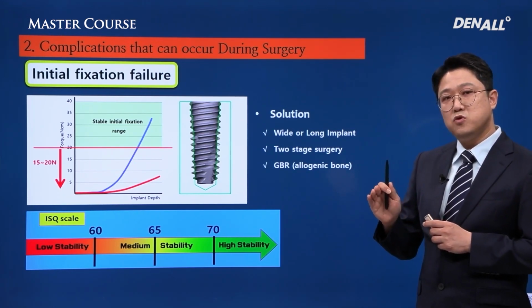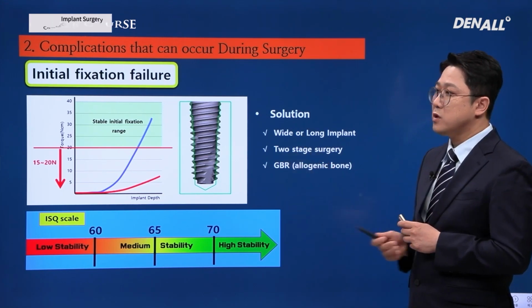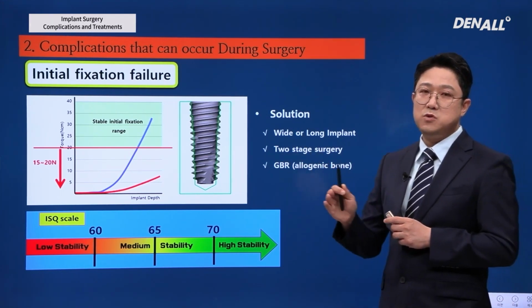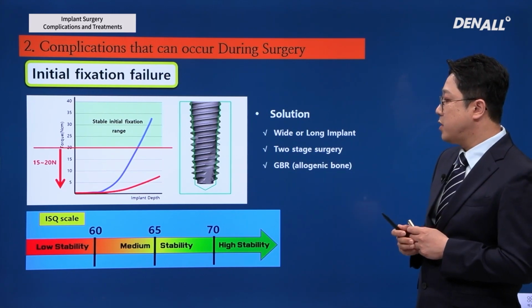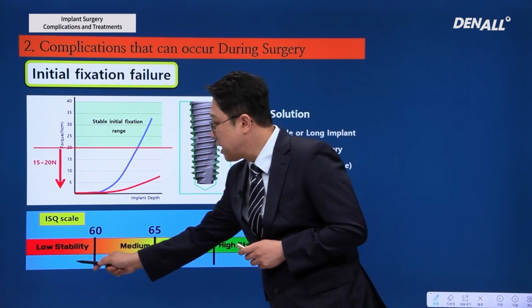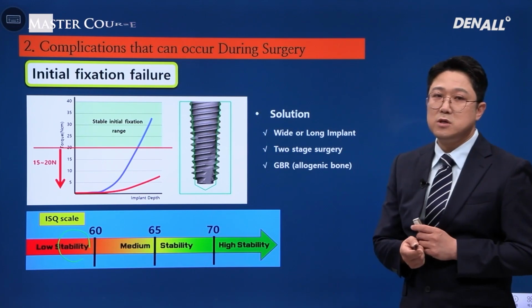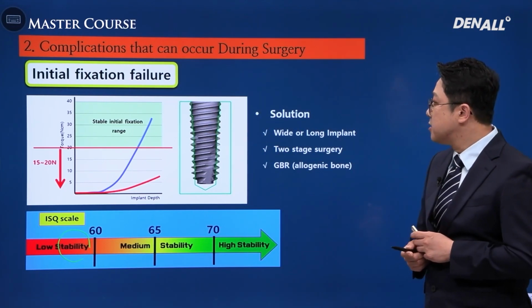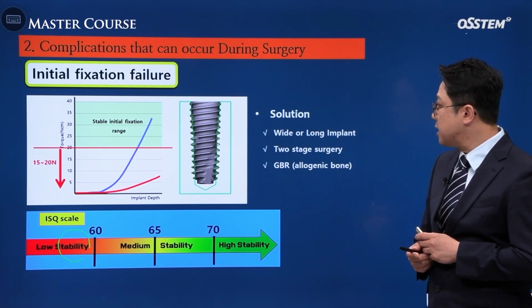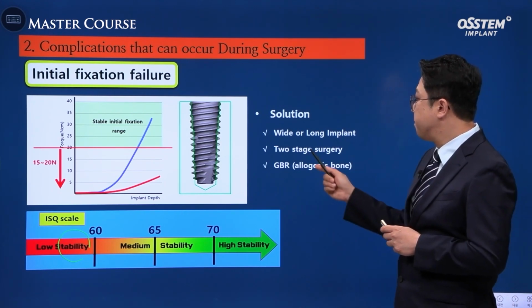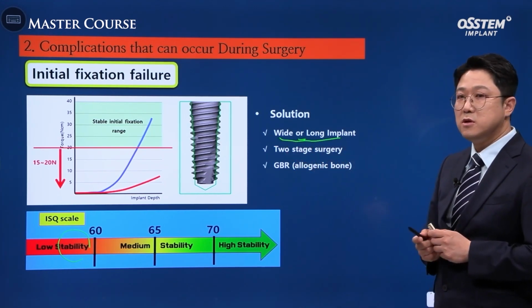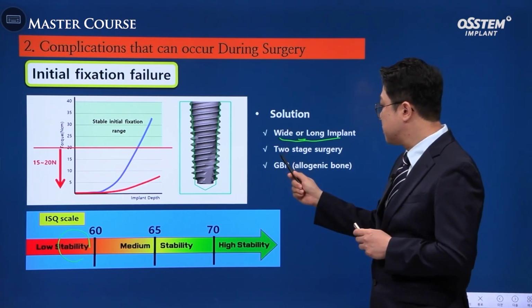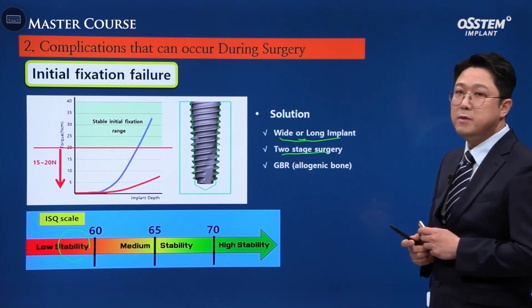Personally, if it is below 10 to 15 newtons, I consider it to have bad primary stability. It says 26 newtons here. Also, when the ISQ value is under 60, it is considered to have bad primary stability. The choices we have when initial fixation fails are to change to a wider or longer implant to get good primary stability, or to choose two-stage surgery.